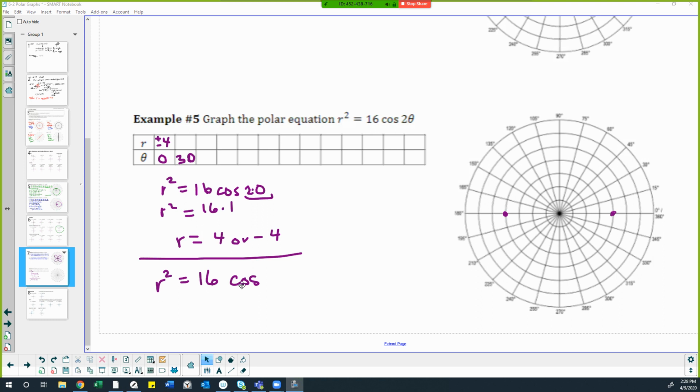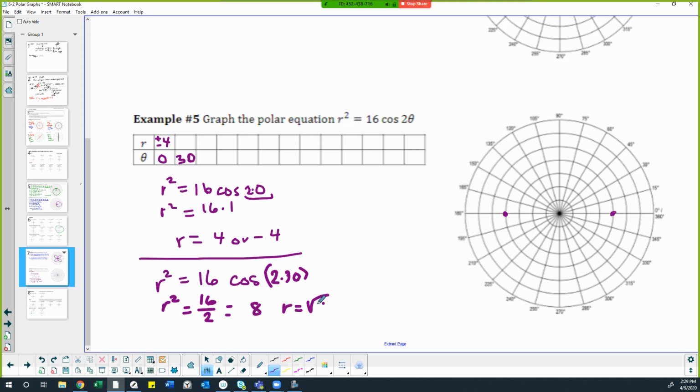So now let's do 16 times the cosine of 2 times 30. So that would give us... 2 times 30 is 60, right? Which is 1/2. So that would give us r squared is half of 16. So that would be 8, right? So r is going to be the square root of 8, which is approximately 2.8. And don't forget the plus or minus.